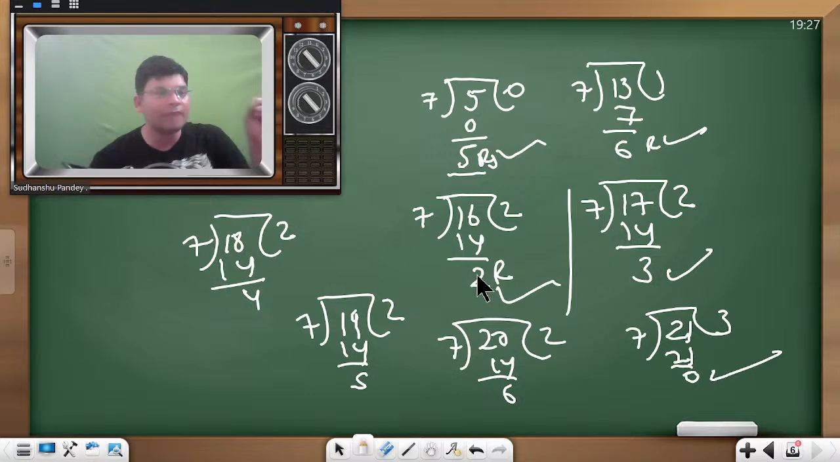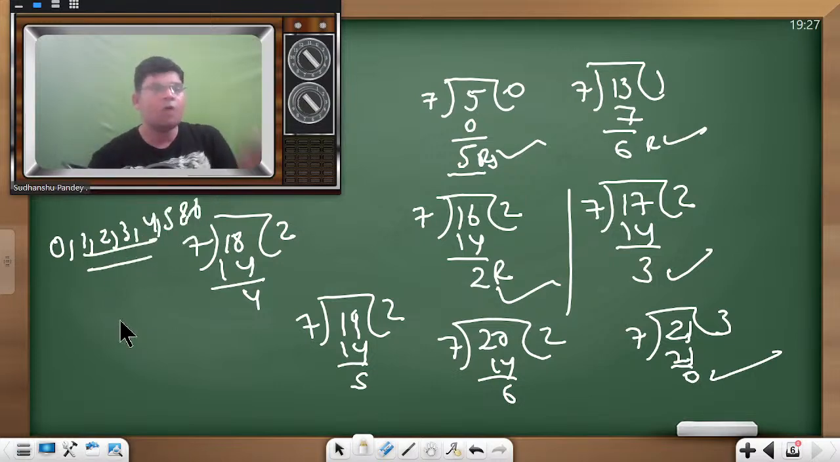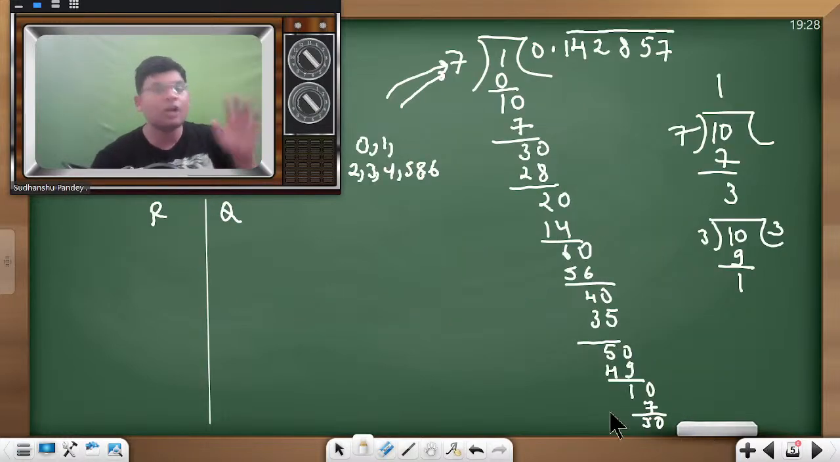समझ में आ रहा है? If I divide a number by 7, the possibilities of the remainders are 0, 1, 2, 3, 4, 5 and 6. Now what if the remainder comes 0? Please understand. अगर remainder 0 आ गया, then it means the number is completely divisible. Yes? The number is completely divisible. But if the remainder is not coming 0, then what are the possible remainders? The possible remainders are 1, 2, 3, 4, 5 and 6.